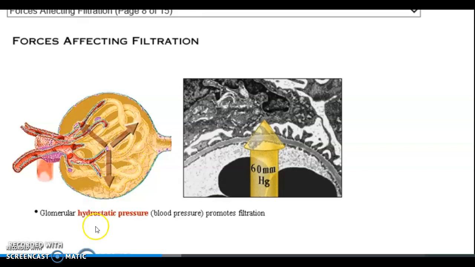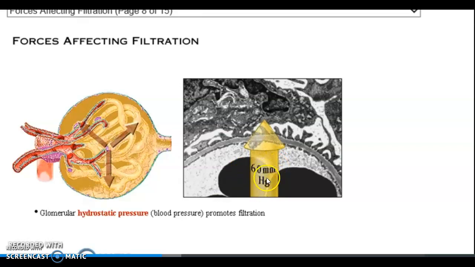And the first thing we want to look at is our hydrostatic, or our blood pressure. In other words, the force of the blood coming in here, the force of that fluid coming in here. Notice that looking at this picture here, we can actually measure the force of that fluid, and that's going to be 60 millimeters of mercury.